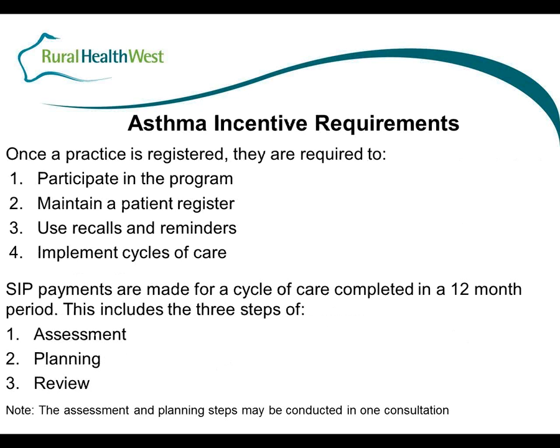The asthma incentive requirements include participation in the program, maintaining a patient register, the use of recalls and reminders, and implementing cycles of care. SWPE payments are made for a cycle of care completed in a 12-month period. This includes the 3 steps of assessment, planning and review. The assessment and planning steps may be conducted in one consultation.